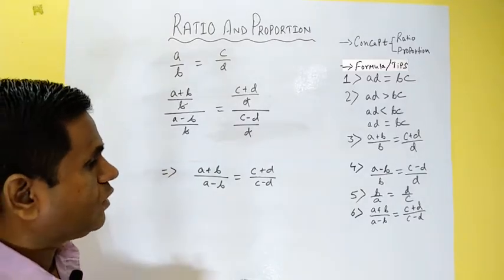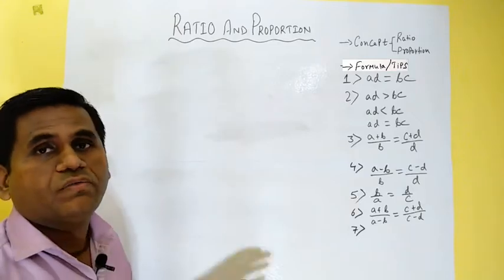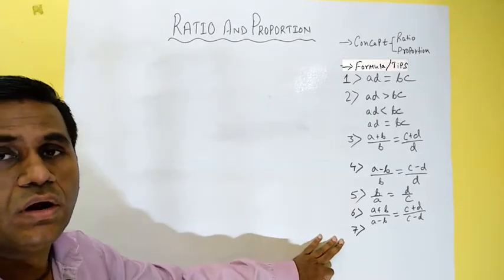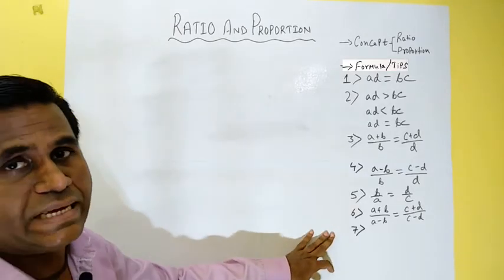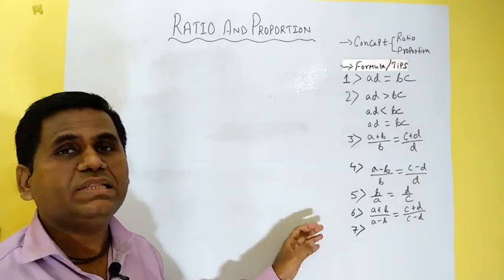Now friends, we will move on to the next one, which is our seventh. In the seventh one, we are going to learn what is the first proportion, second proportion, third proportion and fourth proportion, which is also called means and extremes.